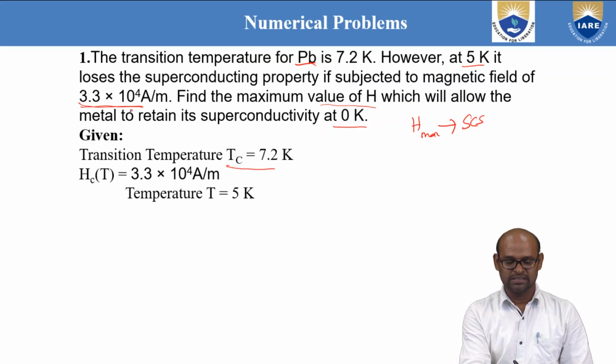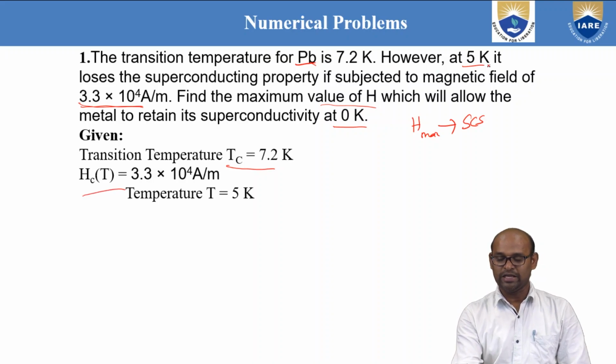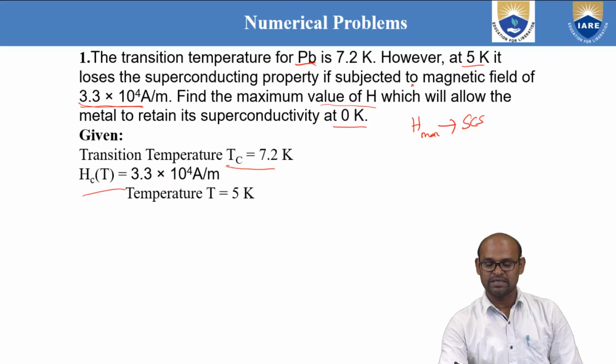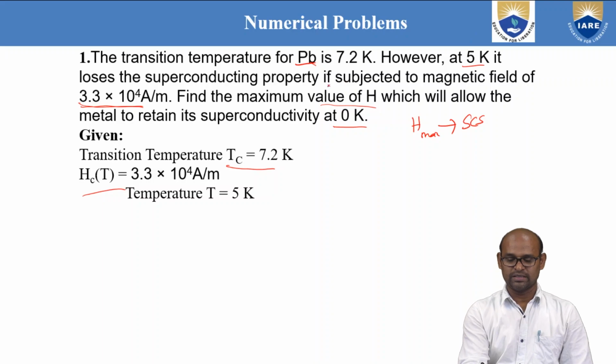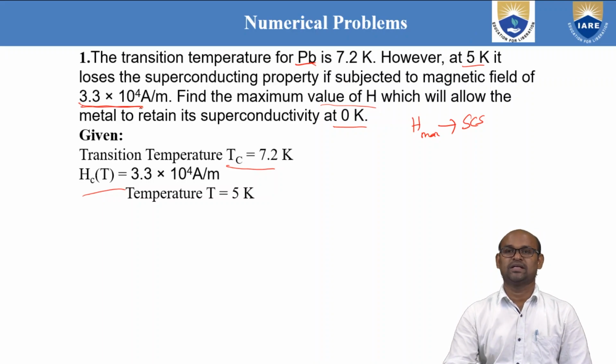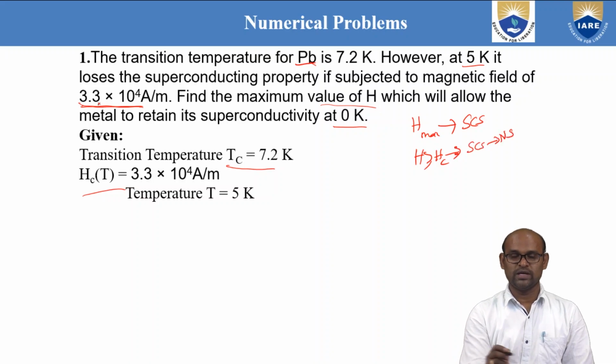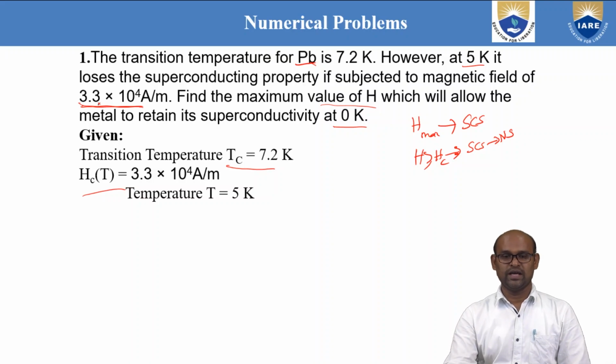Why are we saying this is the critical field Hc of T? Because they mentioned that at 5 Kelvin, it loses the superconducting property if subjected to a magnetic field of 3.3 into 10 power 4. So the material is in superconducting state at 5 Kelvin, and this lead is going to lose its superconducting property if we apply this magnetic field. When H is greater than or equal to Hc, the superconducting state is going to change into a normal state. That is why this is the critical magnetic field Hc of T.